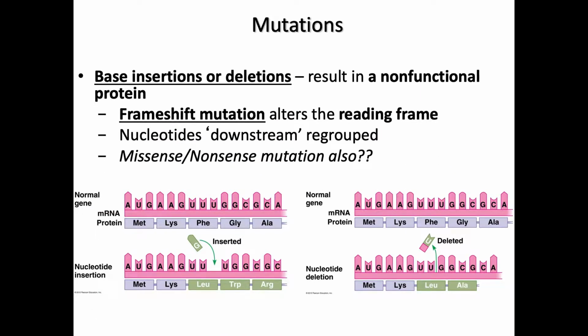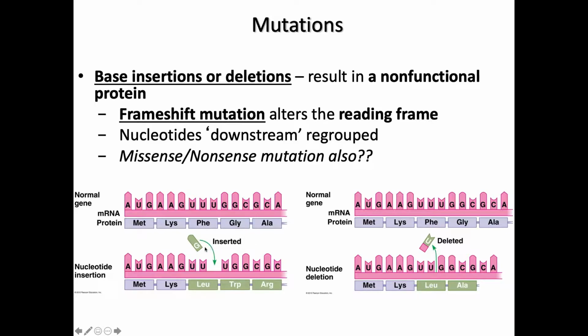So now the next category: situations where bases will be inserted or taken out. Let's look at both situations. We know that everything is read in threes, the triplet code. So this is a codon read in three, and this is a codon, and another codon. Each codon specifies a specific amino acid. So here we have our normal mRNA to make our normal protein.